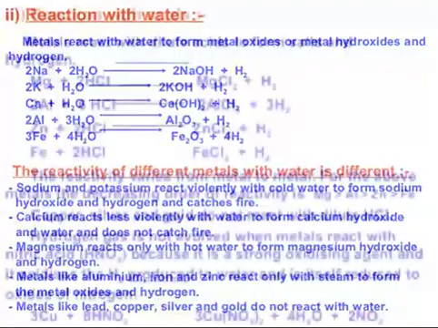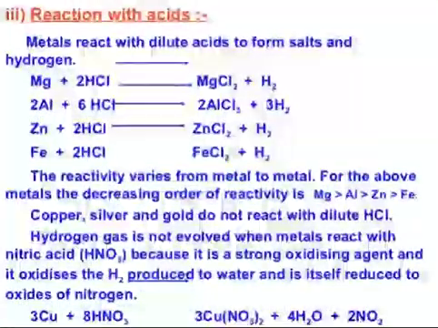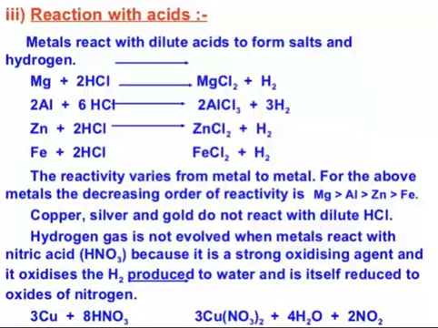Next, we'll see the reaction of metals with acid. Metals, when they react with dilute acids, form metal salts and hydrogen. Magnesium in dilute hydrochloric acid gives magnesium chloride plus H2. In the same way, aluminium gives AlCl3, that is aluminium chloride, plus hydrogen. Zinc gives zinc chloride plus hydrogen. Iron gives iron chloride plus hydrogen.